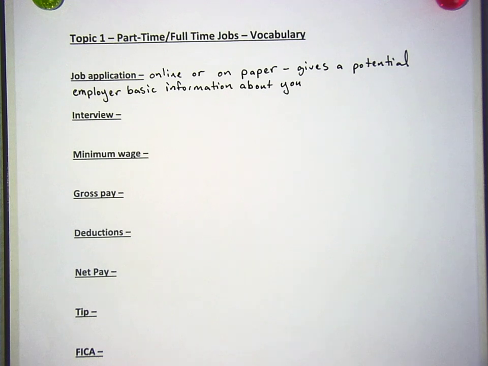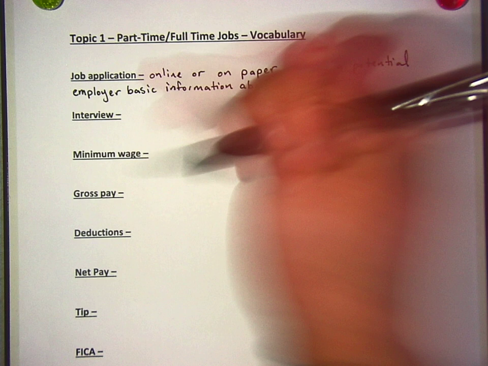What school you went to, like how you did in school. Depends on the job. They also want to know when you can start, what kind of hours you're looking for, the days and the weeks you're available, and exactly what position you're interested in. If they like your job application, you might get to go to an interview.